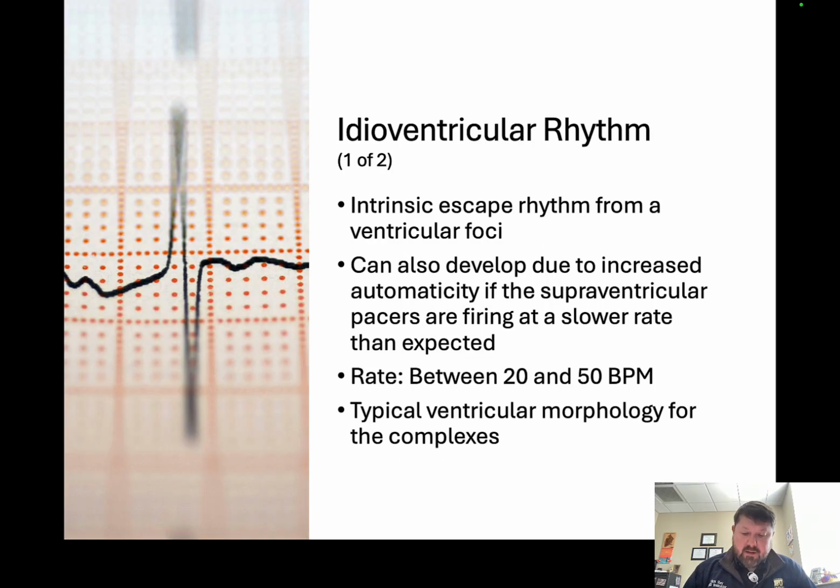So we'll talk about the idioventricular rhythm, then we'll talk about the accelerated idioventricular rhythm. The idioventricular rhythm is going to be the pacing rhythm of the ventricles. It's the intrinsic escape rhythm from a ventricular focus that has increased in automaticity and developed because it's not getting communication from the top of the heart, so it's saying, hey, I need to pick up and start pacing myself. You're going to see wide complex, ventricular morphology, and a rate between 20 and 50 beats per minute.